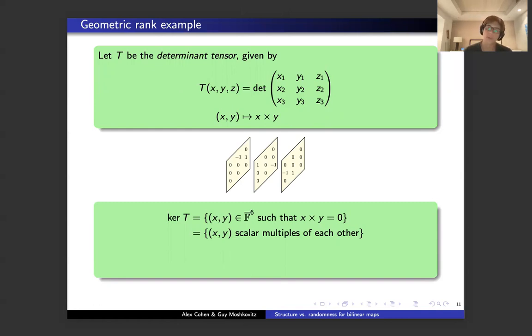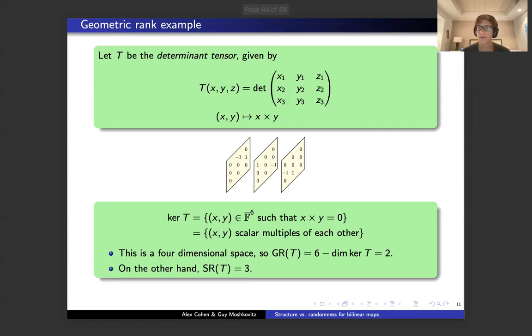This is a 4-dimensional space because we have 3 degrees of freedom with which to choose X, and then 1 more degree of freedom with which to choose Y. So the geometric rank is the ambient dimension, which is 6, minus the dimension of the kernel, 4. So the geometric rank is 2. On the other hand, one can prove the slice rank of this tensor is 3. So for this example, the geometric rank and the slice rank do not agree.